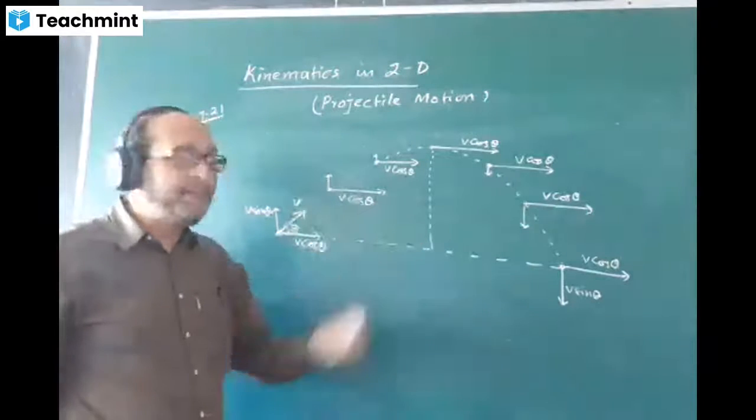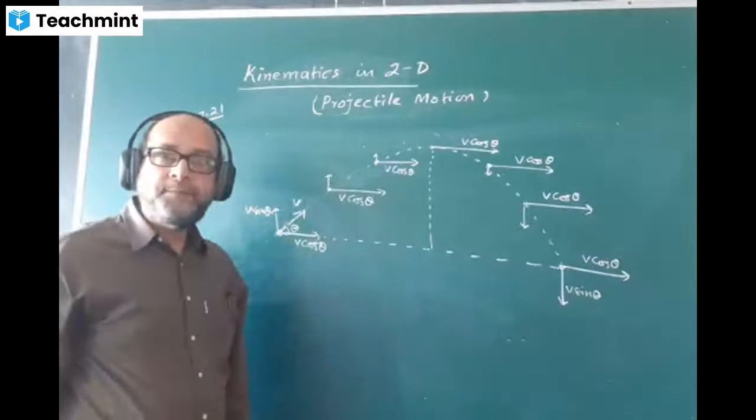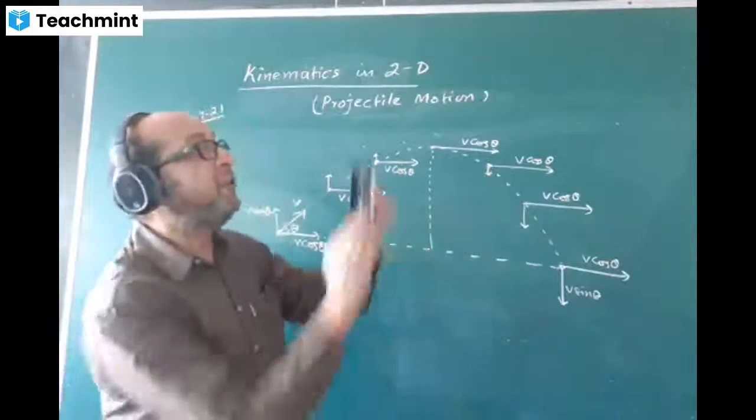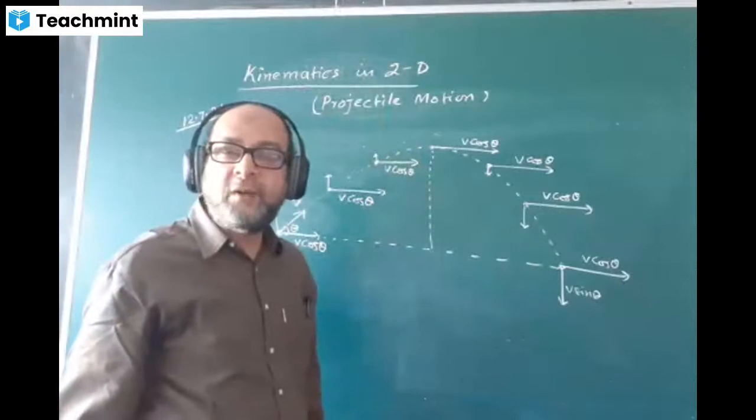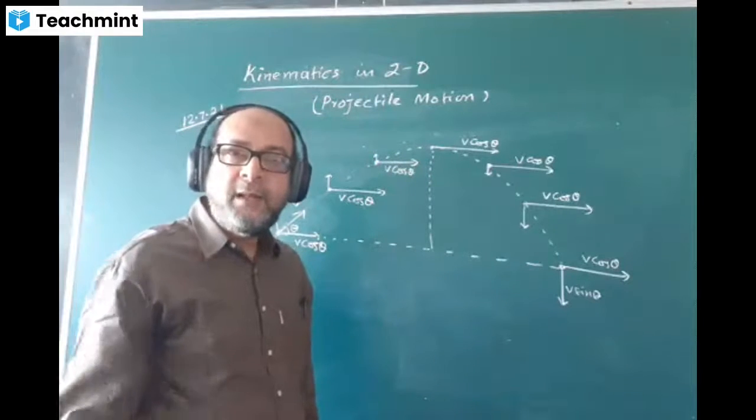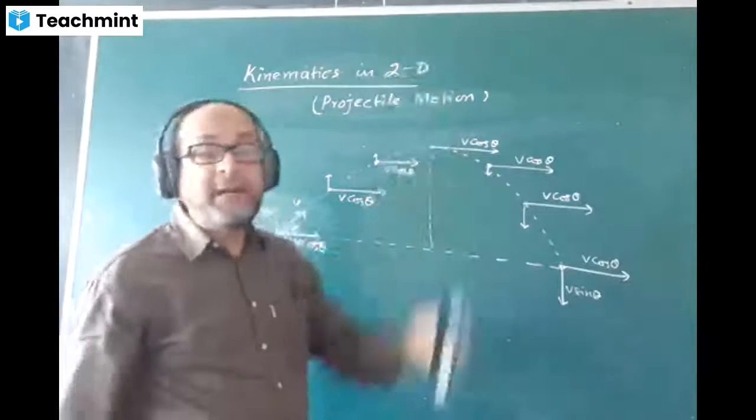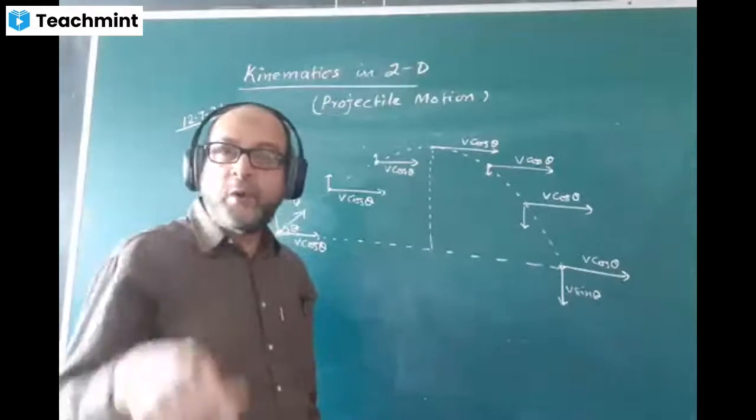Hope you understood the concept. When we throw a body straight up, what is the velocity when it reaches the maximum height? What is the value of velocity on reaching the maximum height? We'll say 0. What is the value of kinetic energy at the maximum height? Kinetic energy value is also 0, because the kinetic energy formula is half mv square.